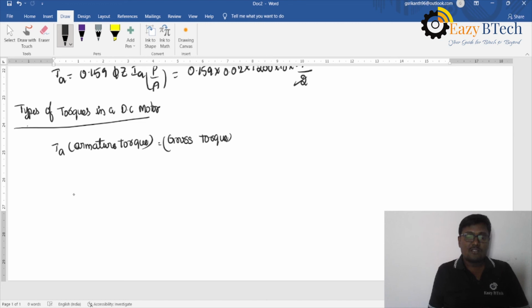Similarly, here also some force or some power is required to meet the losses, that is called the mechanical losses. This armature torque is used to overcome the lost torque and provide the shaft torque. The shaft torque is just like a net salary, and it is called the useful torque.